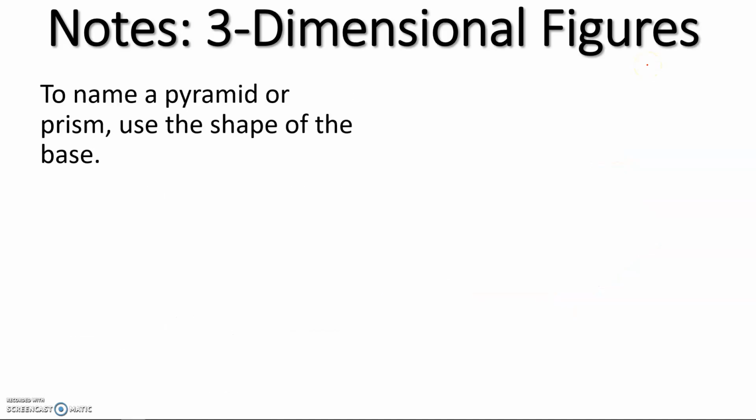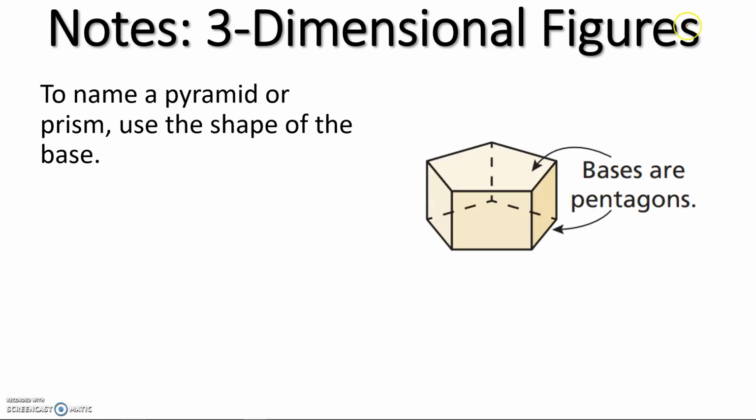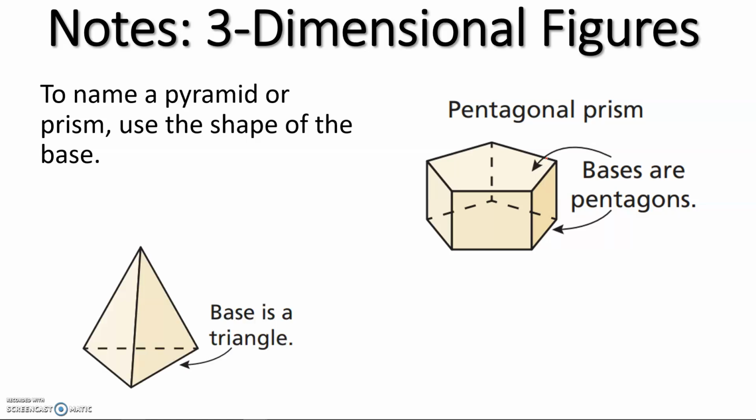All right, in order to name a pyramid or a prism, we use the shape of the base to give it its name. So in particular, if we're looking at, say, this figure here in the image, we can see that the bases, the top and bottom here, are pentagons. So we can call this a pentagonal prism. Whereas over here on the left, we see that the base is a triangle and the sides are slanted upward. So we're going to call this a triangular pyramid.